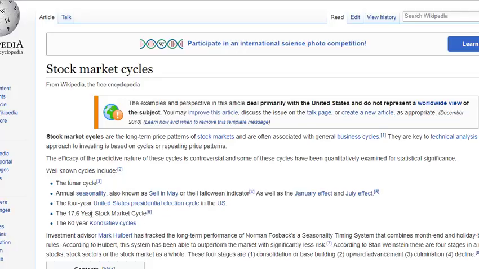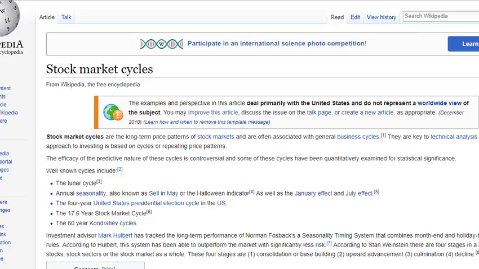Interestingly, in this article in Wikipedia, there's another mention here of the 17.6 year stock market cycle, and that's based on a book that was written in 2013. Now, Hurst, of course, defined the 18-year cycle, and the exact length of his 18-year cycle is a bit shorter. I think it's 17.9 years. It's either 17.9 or 17.4, but it's sort of within that range. So I noticed this mention of the 17.6 year stock market cycle. I thought I would take a look at it.